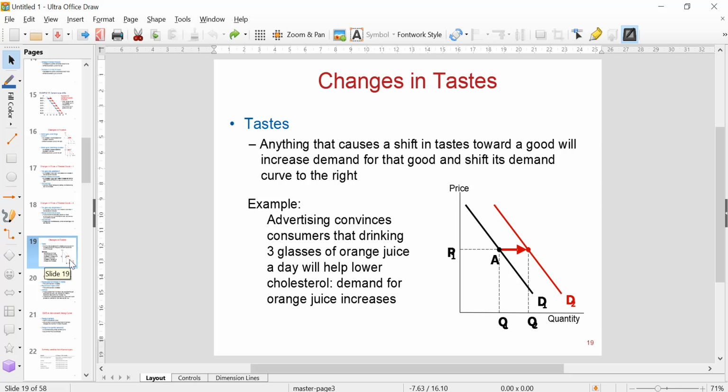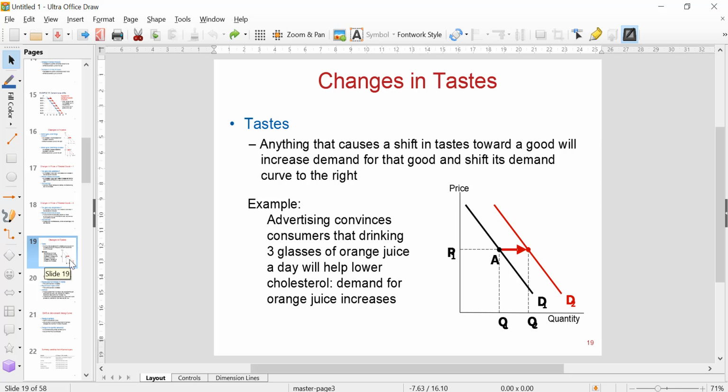And changes in tastes affect the demand for products as well. Anything that causes a shift in taste toward the good will increase demand for that good and shift the demand curve to the right. The taste could be against the product as well, yeah? So it causes a shift to the left in that case. I have given an example here about orange juice.